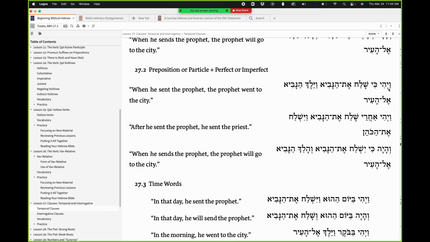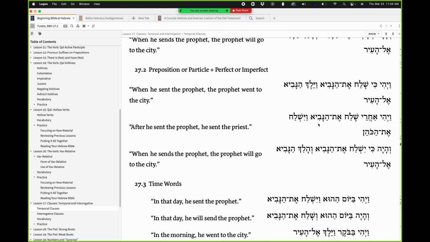It's not just one thing happened and then unrelatedly another thing happened. These two are related in some way. And the specific way they're related is the action of sending the prophet. So when he sent the prophet, he went to the city. After, again, it happened after he sent the prophet. So after he sent the prophet, he sent the priest.